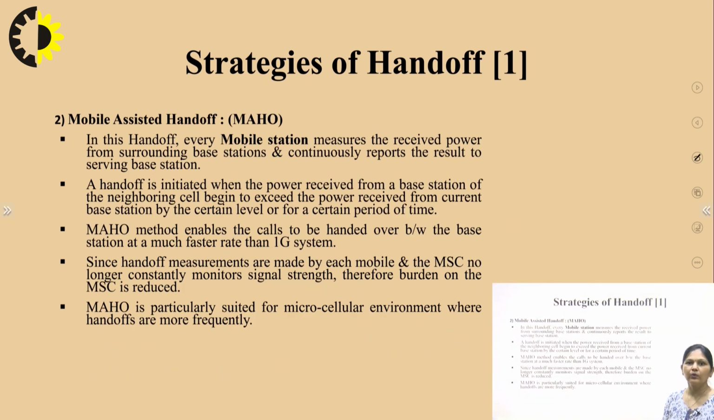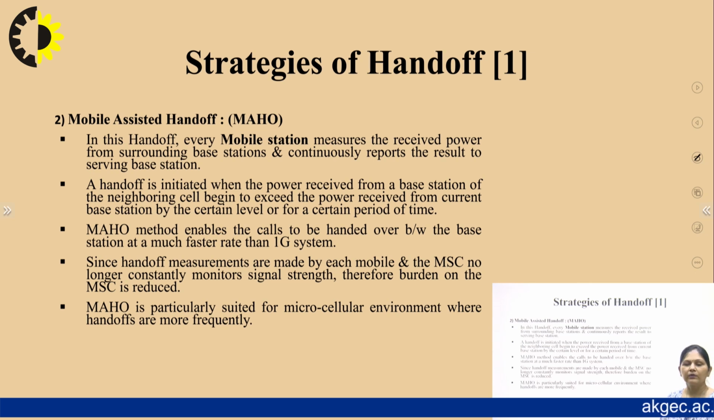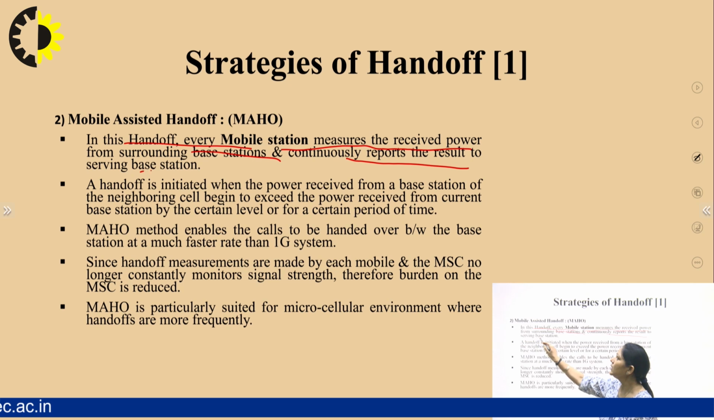Mobile assisted handoff: we all use mobile antennas, we have a mobile station with us, and our mobile station is continuously in contact with the nearest base stations from which it is getting the maximum power. So, whenever we are on a call and we are moving, we will be connected to the nearest base station from which we are getting the maximum signal, and in this case, when the handoff occurs, it is called mobile assisted handoff. In this handoff, every mobile station measures the received power from surrounding base stations and continuously reports the result to the serving base station.